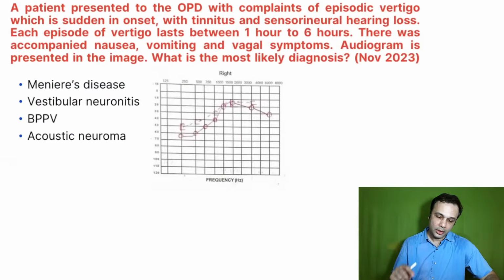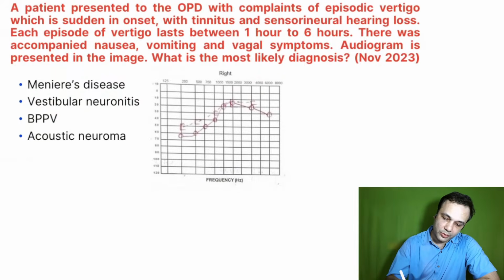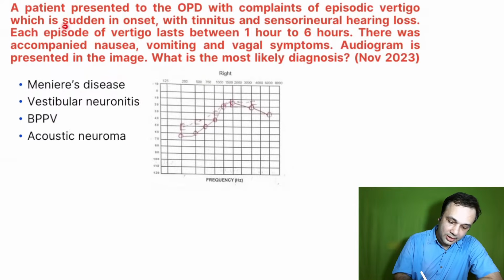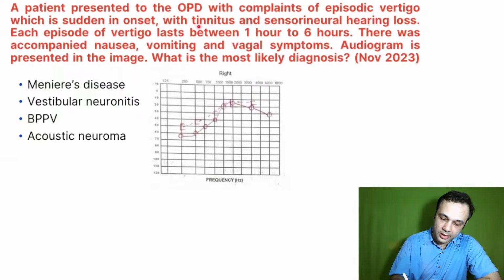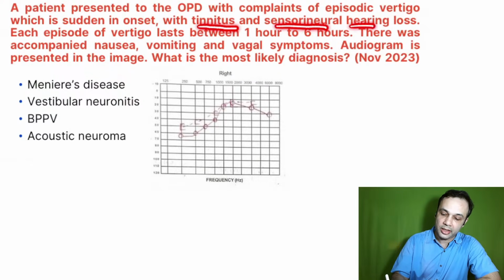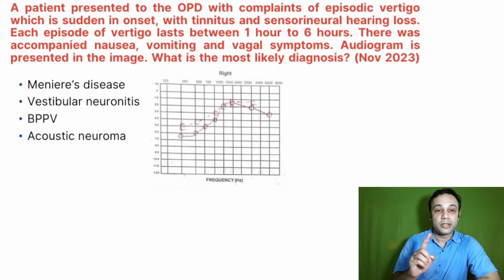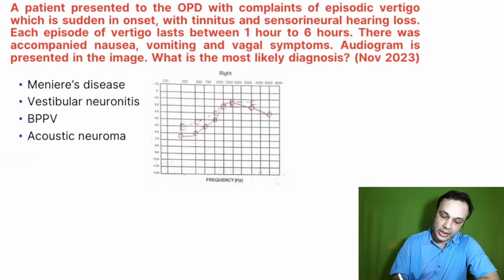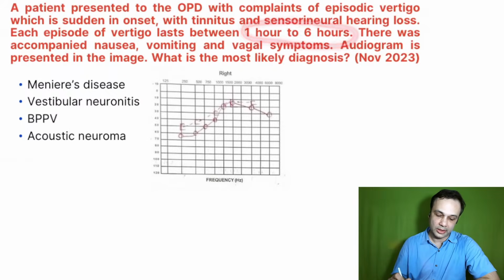So now let's start with the first multiple choice question. This was asked in November 2023. Now if you look at this multiple choice question, what do you see? You see a patient who presents to you with episodic vertigo. Remember, this is the first important keyword, which is sudden in onset, and it occurs with tinnitus and sensory neural hearing loss. Now, what is important here? You look at the episode of vertigo. It lasts between 1 hour to 6 hours, right? Most important key here is 1 hour to 6 hours.